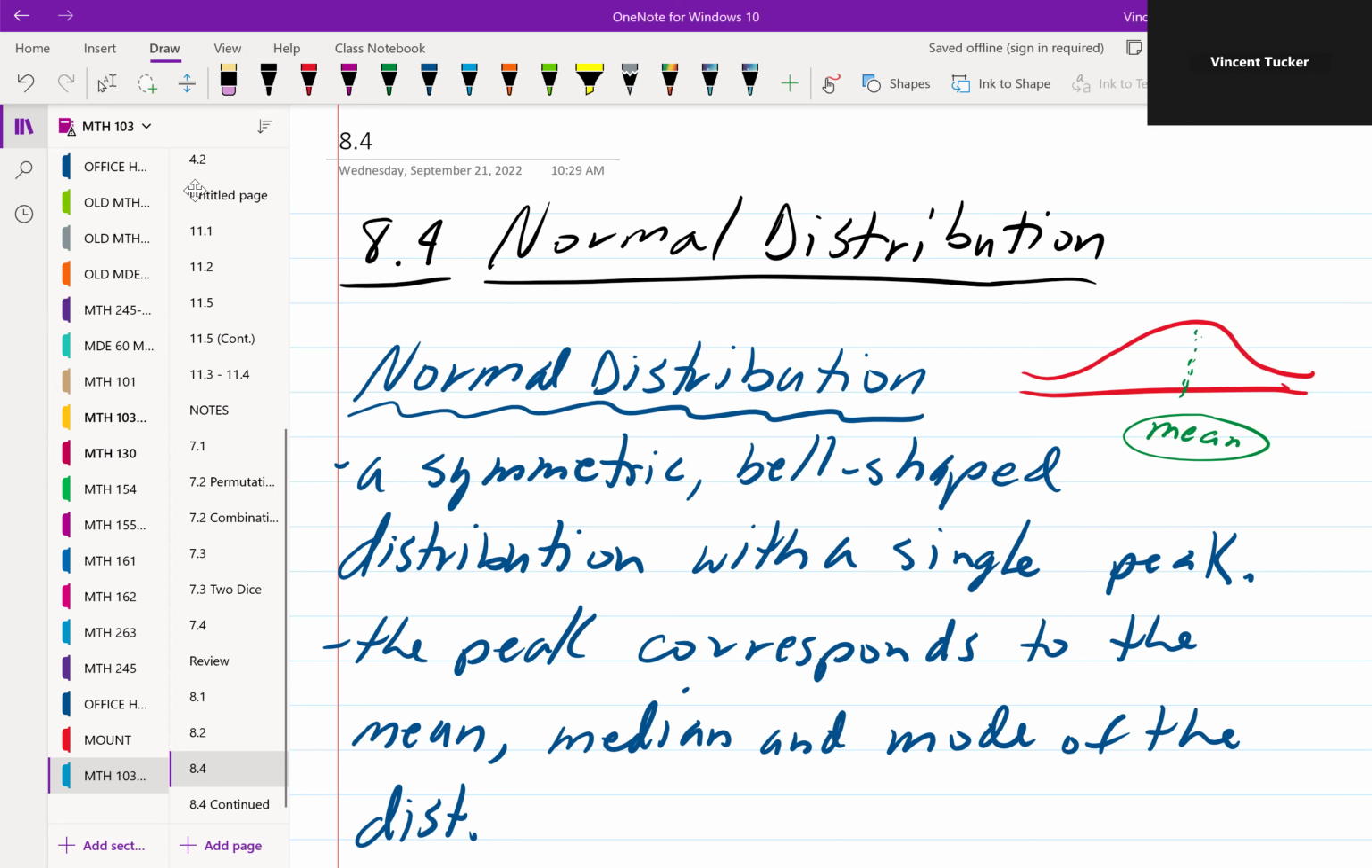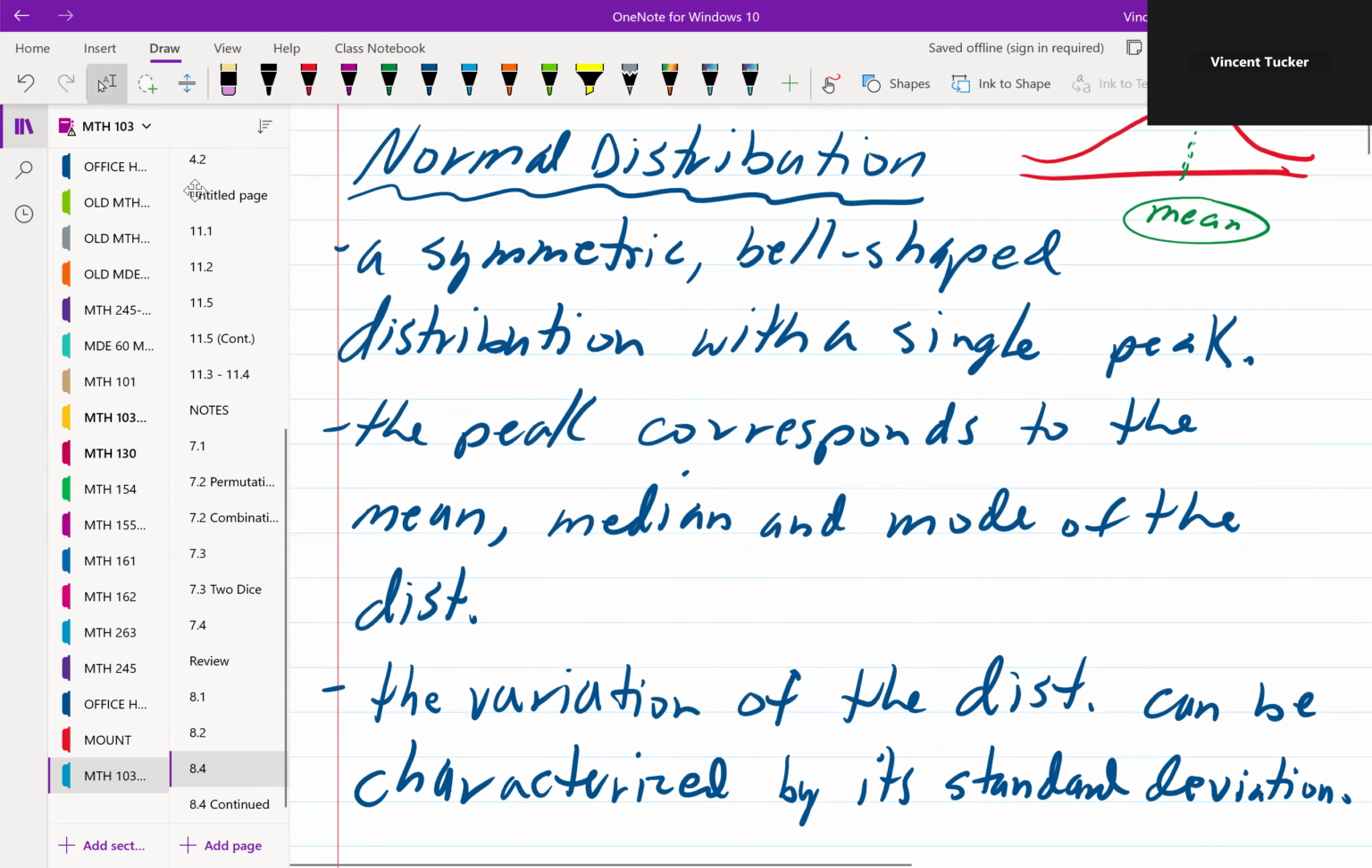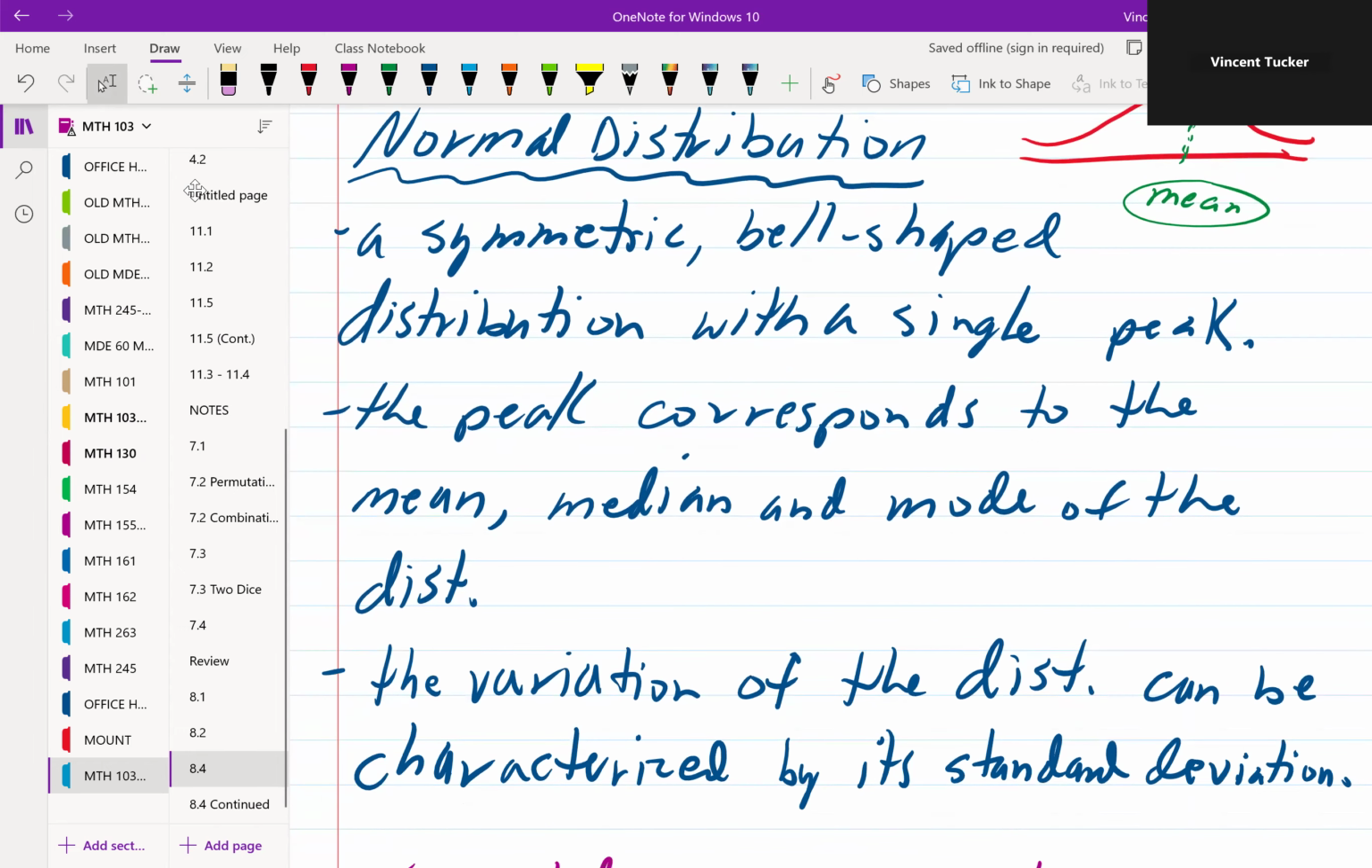And it just represents the distribution of data that's considered normal. So the variation of the distribution can be characterized by its standard deviation.